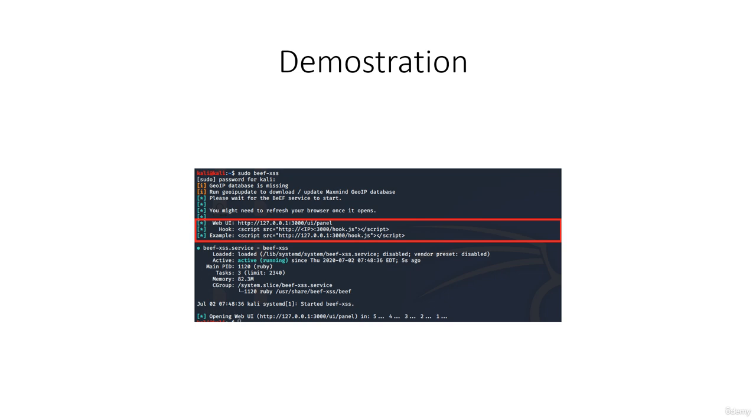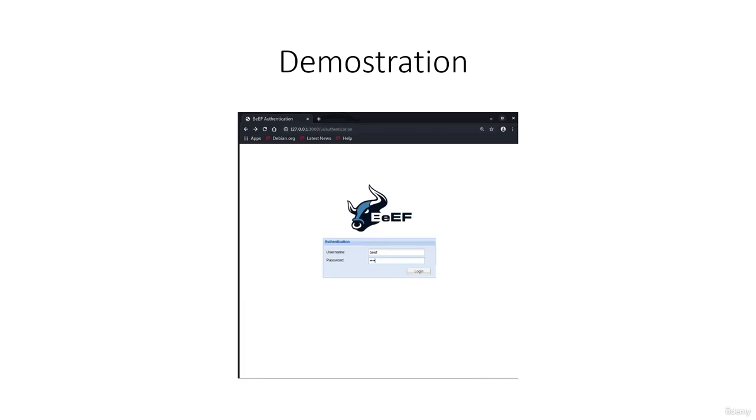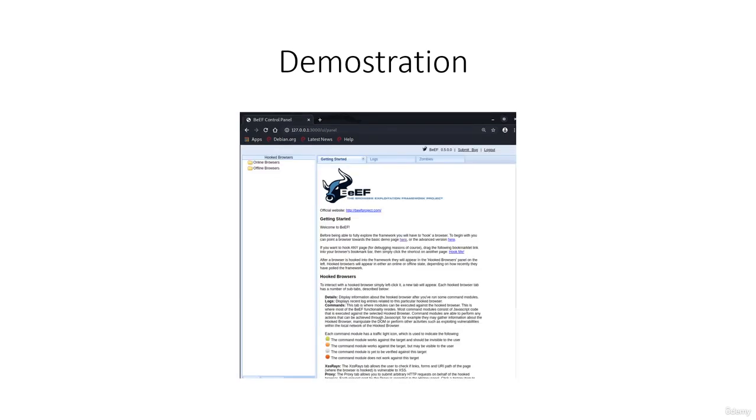So the framework's web UI is now available, and as you can see in the marked section, this is highlighted. The location of the malicious JavaScript code is also included. So here is the UI of the authenticated page. This is the UI of the authenticated page. After logging in, you will see this page.